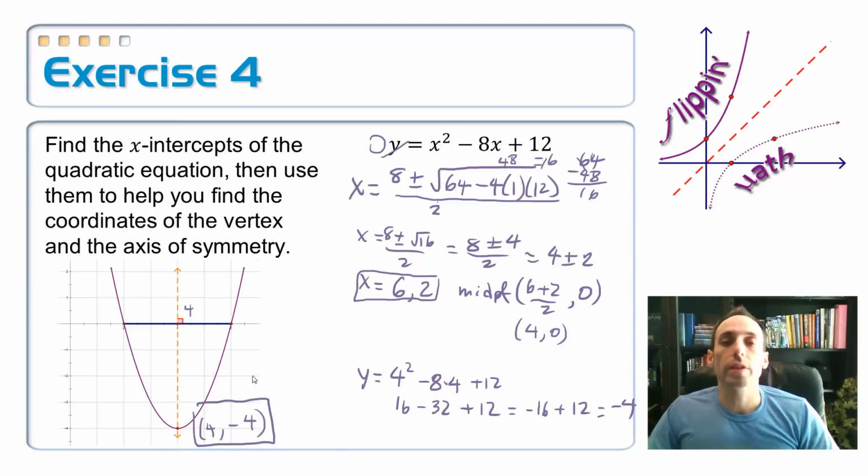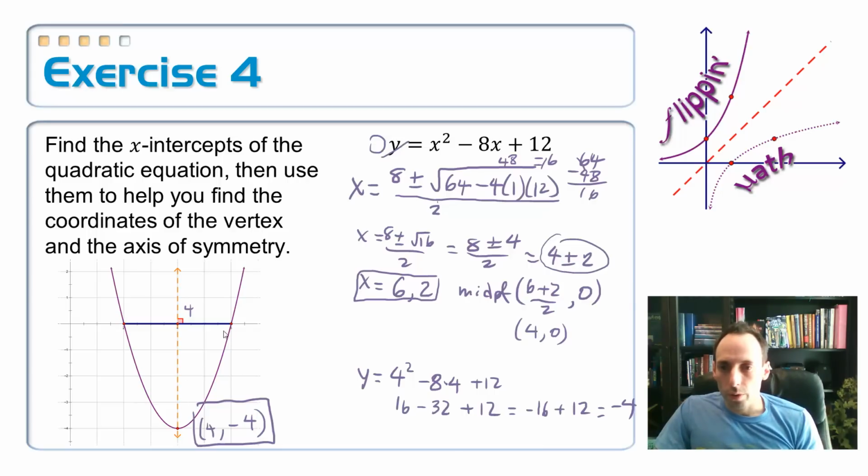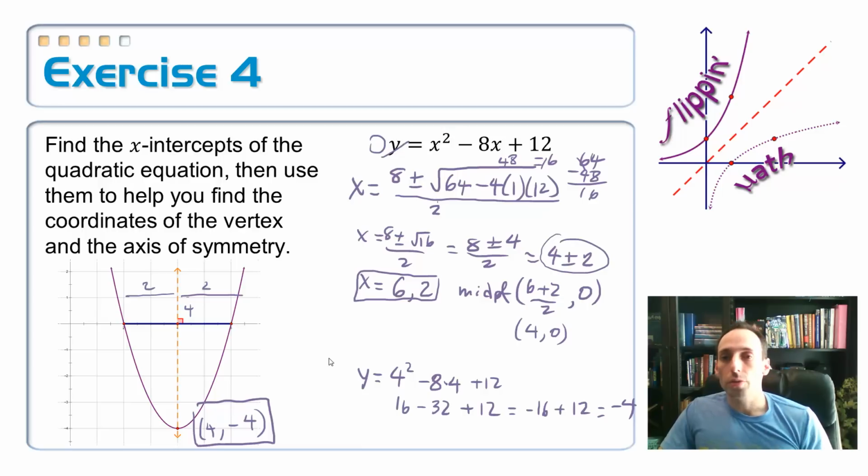Now there's something else that I want to show you. Look back up here when I did this with the quadratic formula. Put a circle around it. I have a 4 plus or minus 2. Where's that 4? Does that sound familiar? That's the 4 right there at the midpoint. And the plus or minus 2, I'm going 2 this way from the axis of symmetry and 2 this way from the axis of symmetry. Pretty handy stuff.